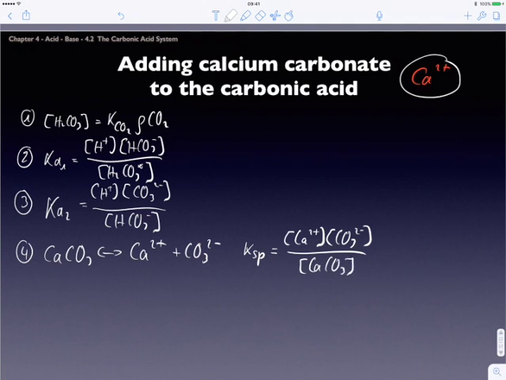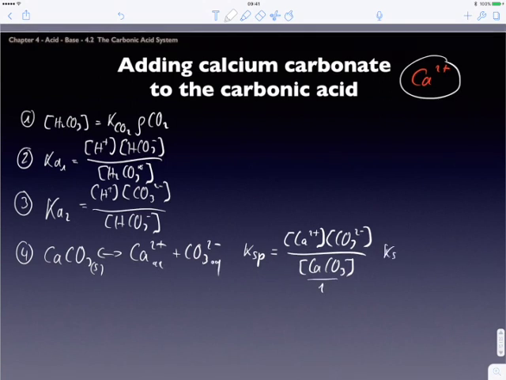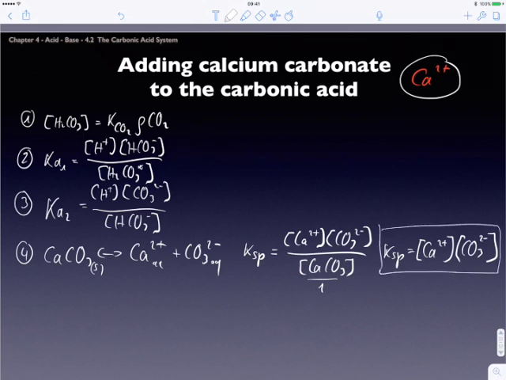And we know that this is a solid, this is aqueous, and this is aqueous. So the solid is equal to 1. So the Ksp equals the concentration of calcium times the concentration of carbonate. This is our fourth equation to play with. A fifth equation is what we call the charge balance.